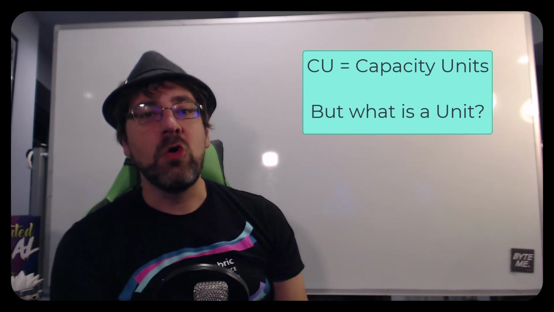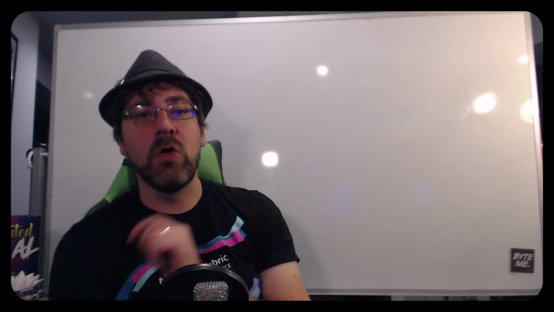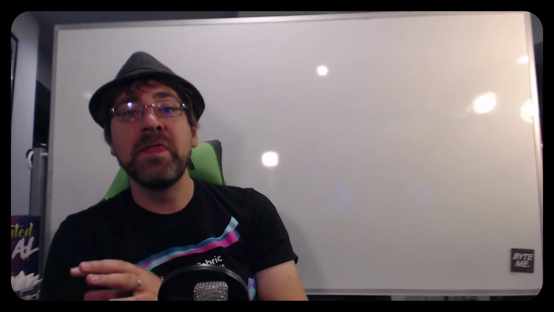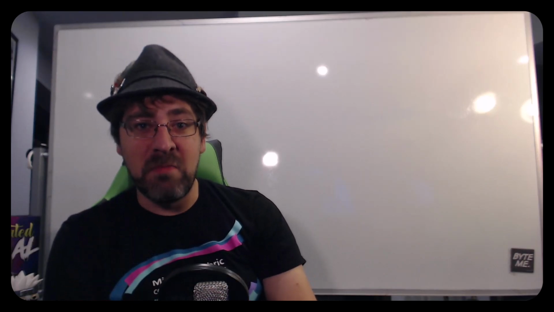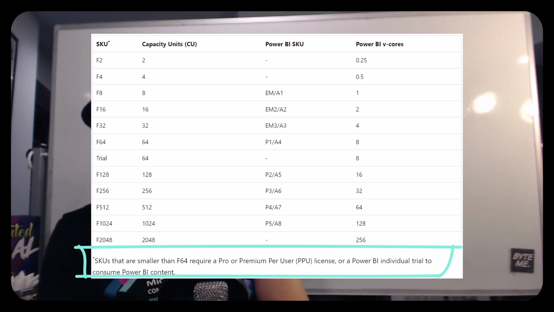Just know for now that your SKU not only determines your compute limits, but also storage limits for things like OneLake storage and semantic model storage. Also, remember this magic number, 64. You'll find that certain Fabric features are only available to F64 SKUs and higher.